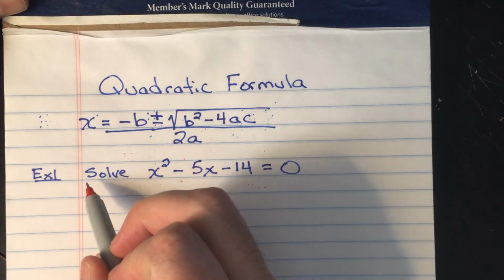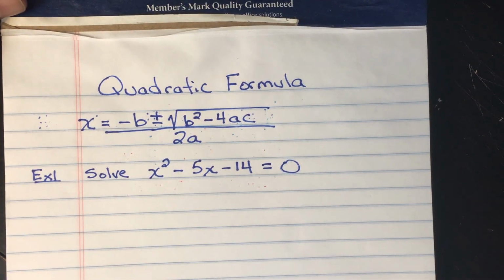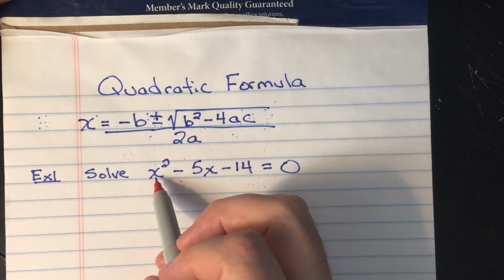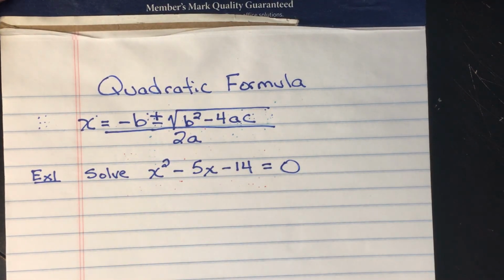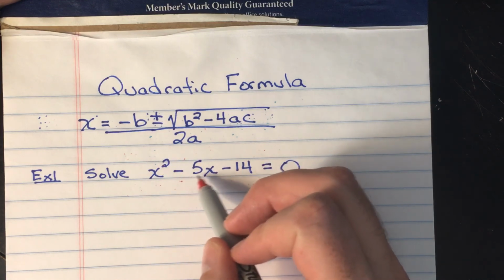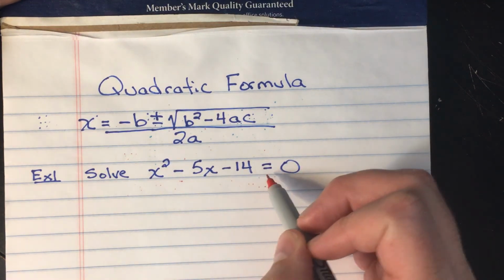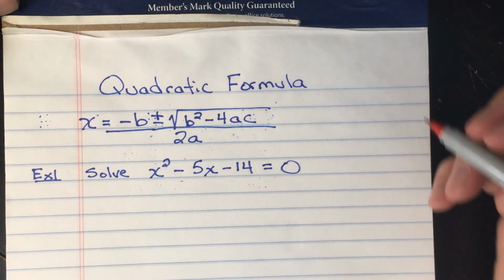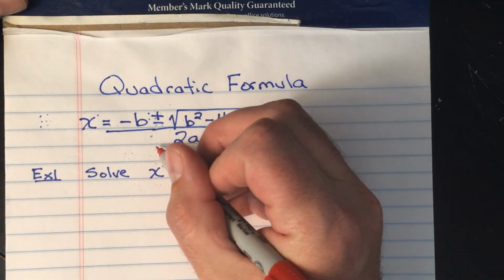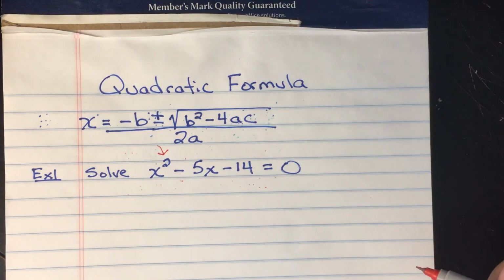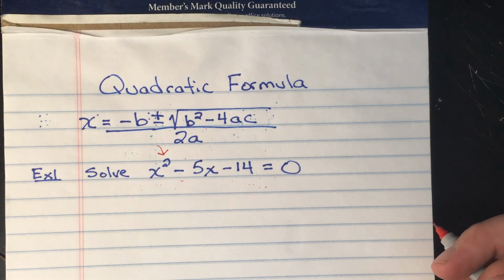Now, I want to remind you that when you solve, you're trying to find the x values that we could plug in for x that would make this equation true. So something times itself minus 5 times that something minus 14 would give me 0 for an answer. And I also want to remind you that because this is an x squared, we expect up to 2 solutions. So when we're done, we shouldn't just have x equals one answer. We should have x equals 2 different answers.